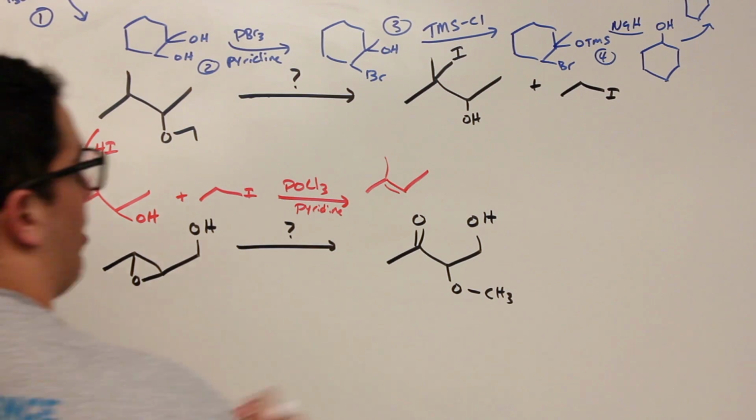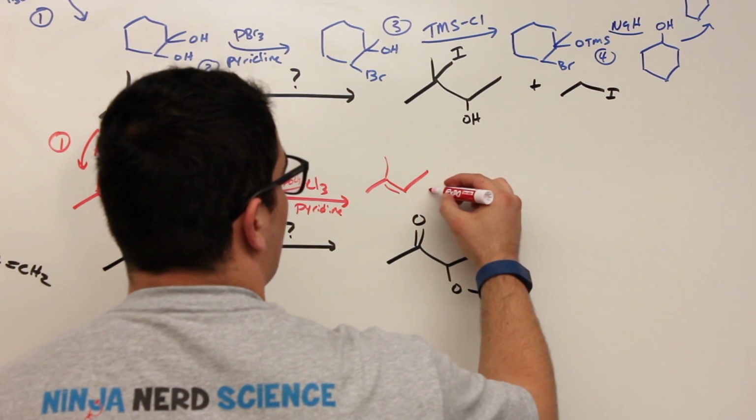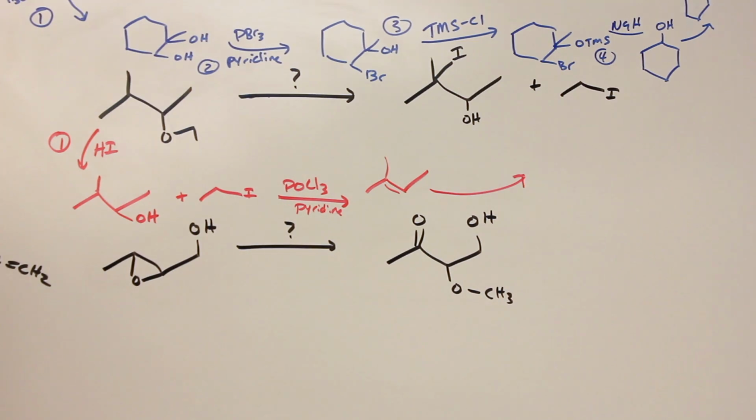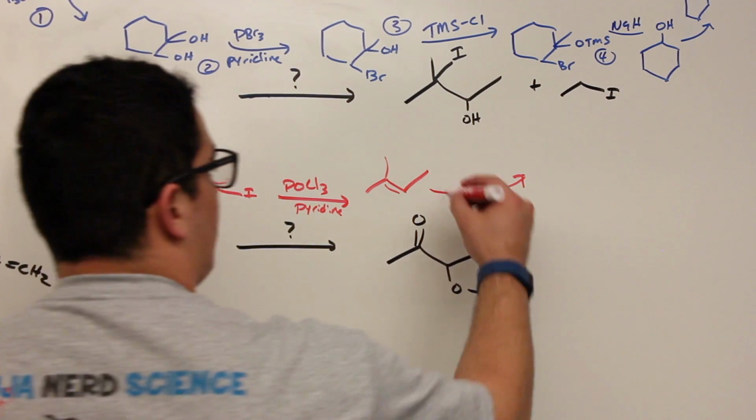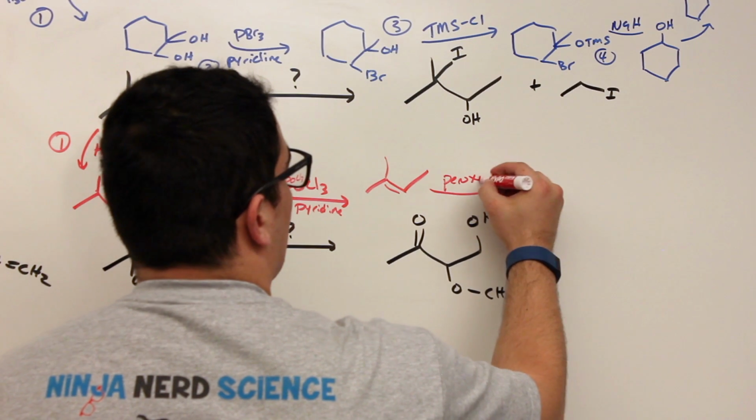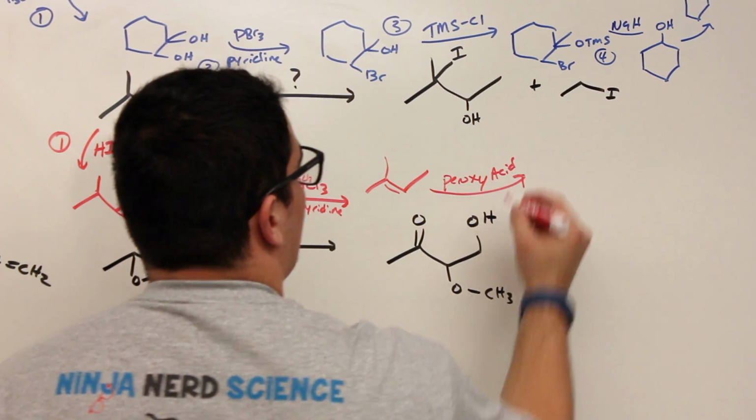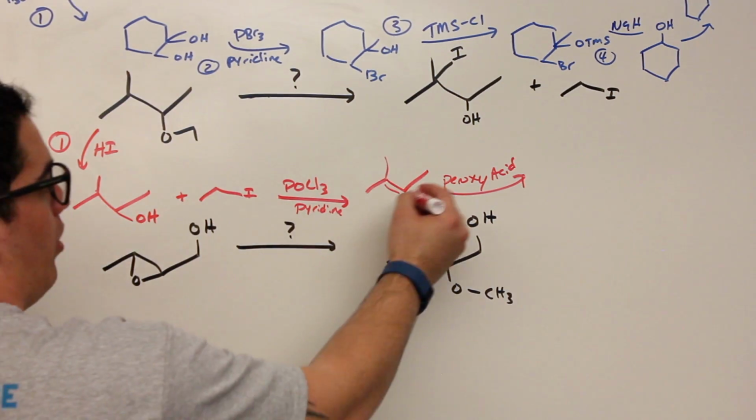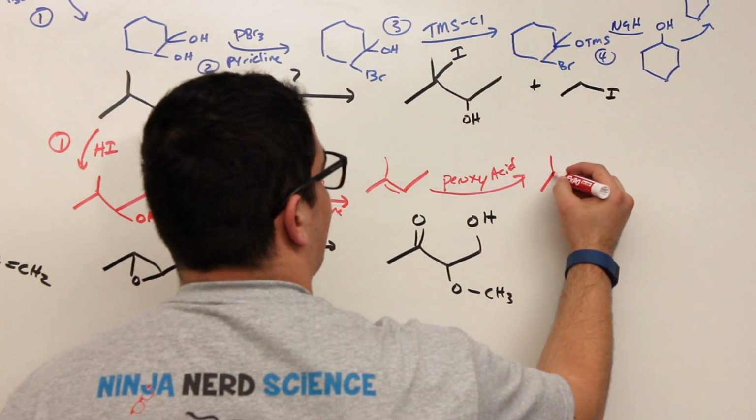Let's go ahead and react this with an epoxide. Let's do the epoxide formation. So how do we get an epoxide from an alkene? A peroxy acid. So now let's react this with a peroxy acid. If I react this with a peroxy acid, it's going to put a peroxy acid like this now.